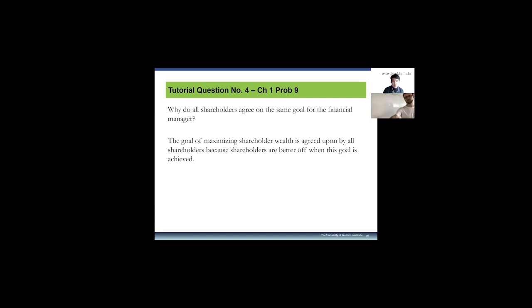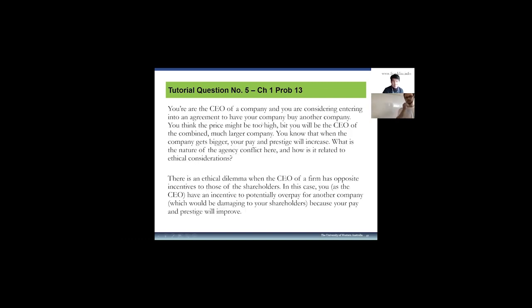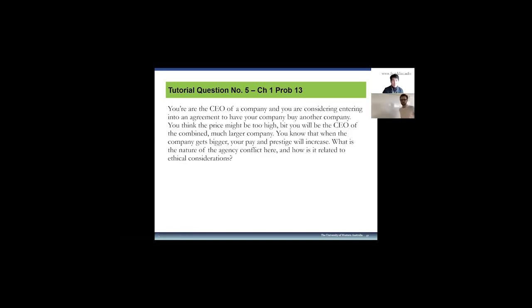So now let's come to tutorial question number 5, chapter 1, problem 13. You're the CEO of a company and you're considering entering into an agreement to have your company buy another company, like taking over. You think the price might be too high, but you will be the CEO of a combined, much larger company. You know that when a company gets a lot bigger, your pay and prestige will increase. What is the nature of the agency conflict here, and how is it related to ethical considerations?